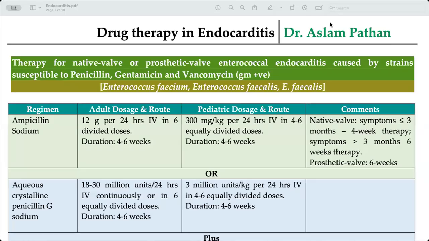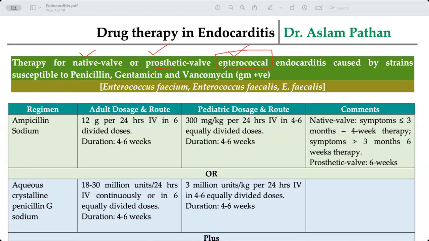Endocarditis, treatment of native or prosthetic valve endocarditis, enterococcal endocarditis. Now here we will see native plus prosthetic valve enterococcal endocarditis.